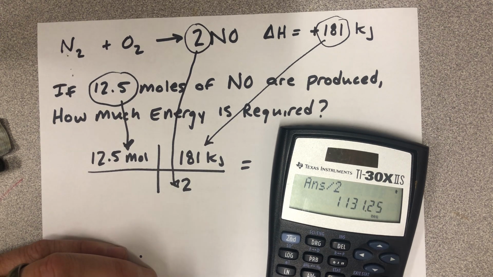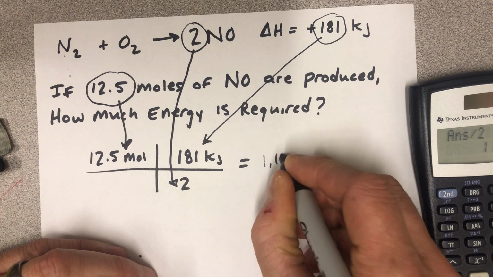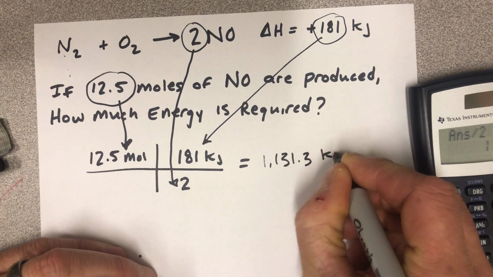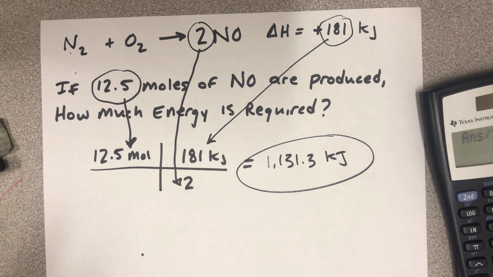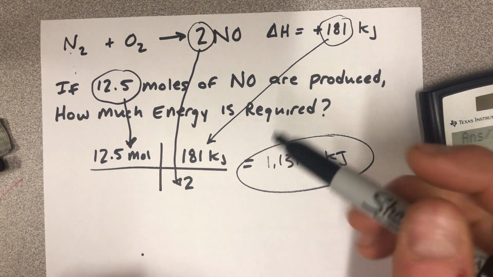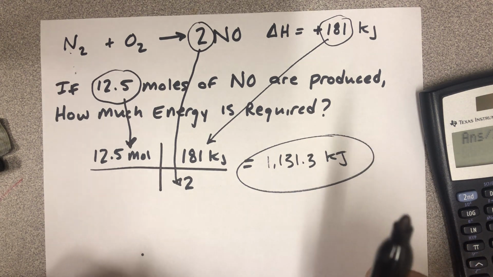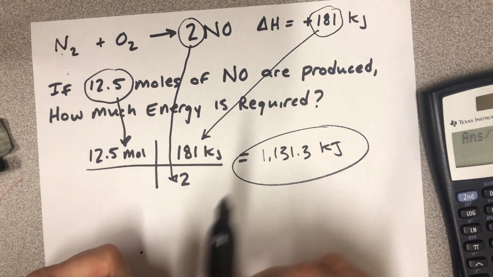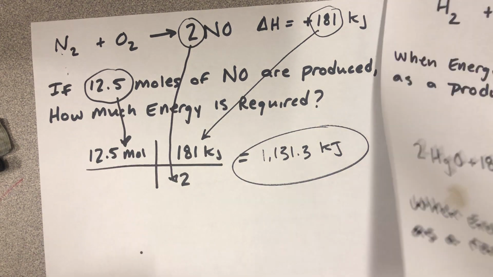And that is 1,131.3 kilojoules, okay? So the stoichiometry here is pretty easy. We're not working with grams yet, but we will at some point, and with a limiting reactant and all that kind of fun stuff. Anyway, I hope this helps with thermochemical equations and stoichiometry.